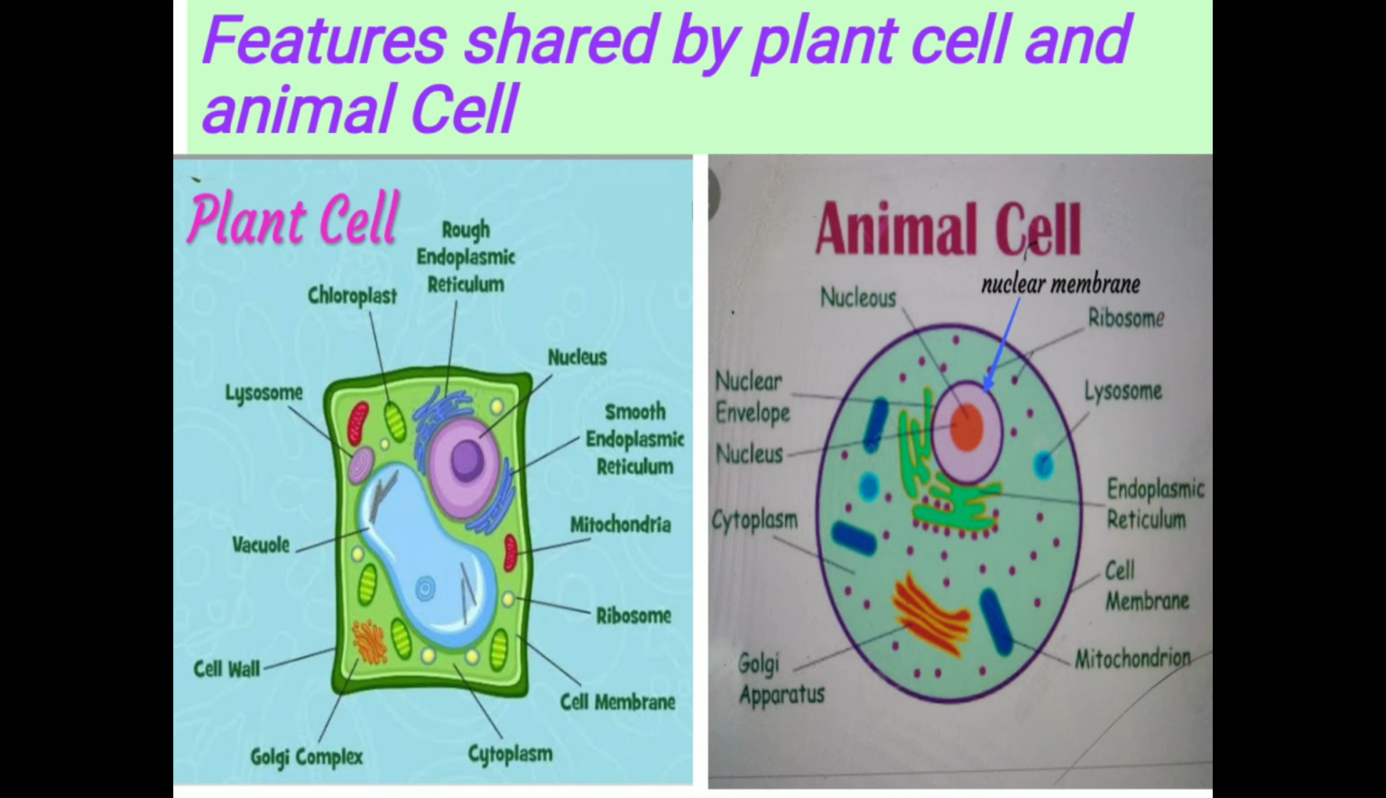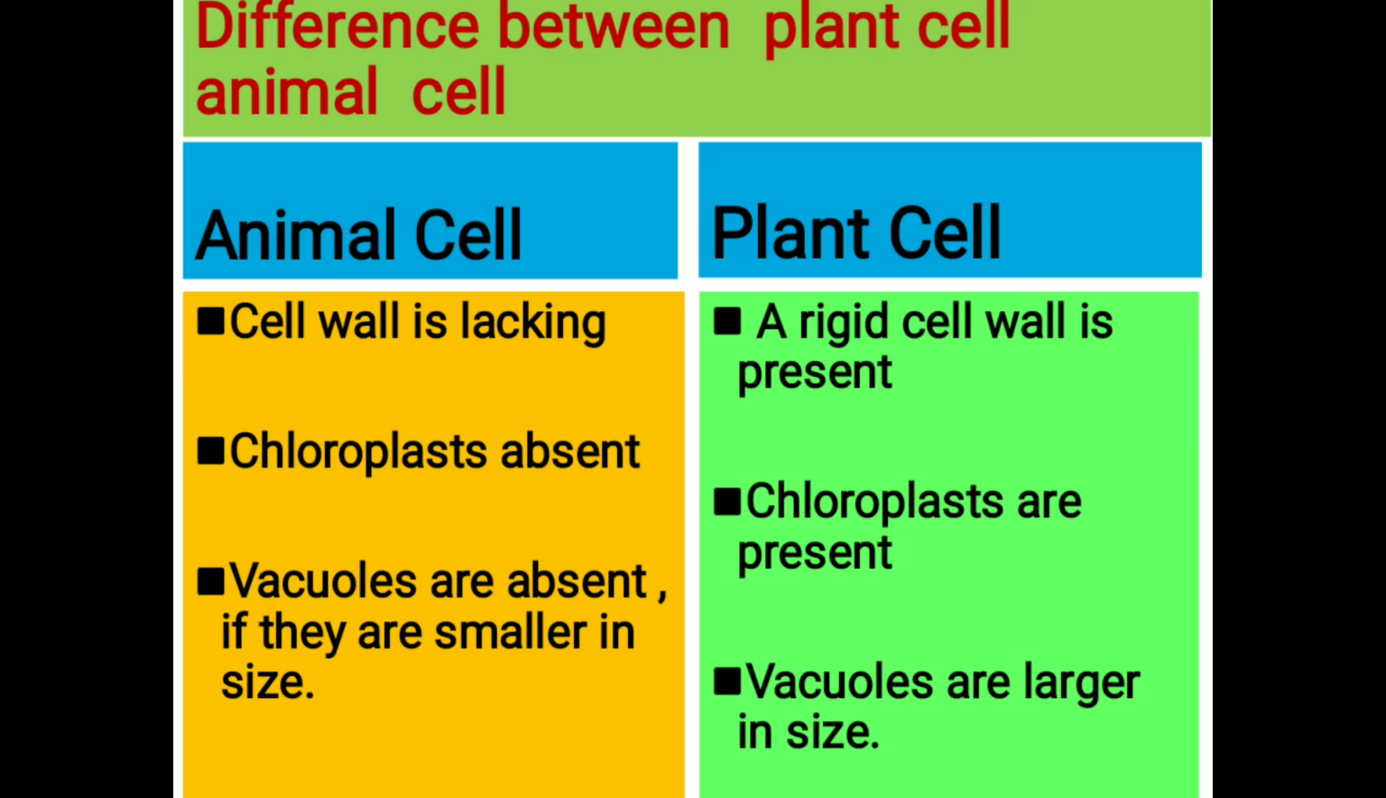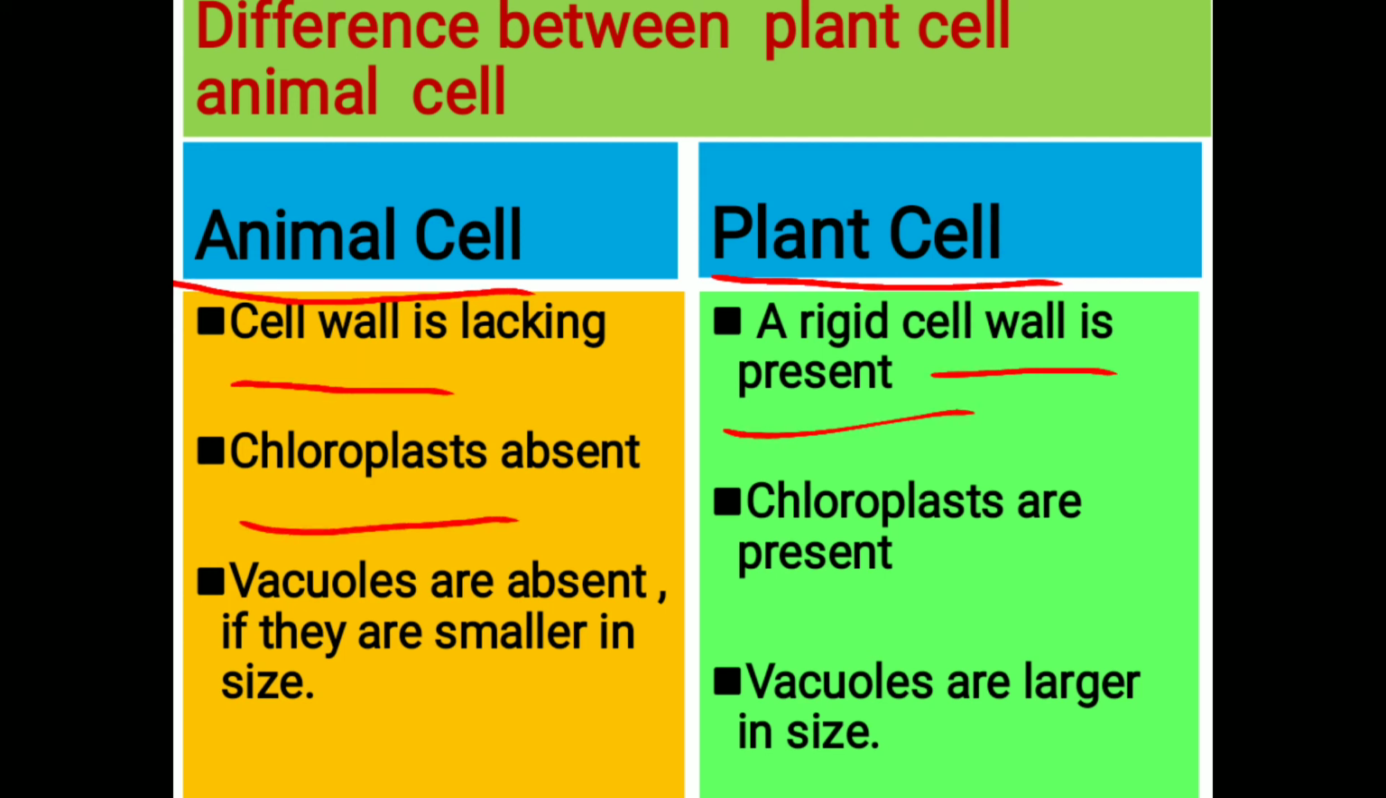Now come to the next topic, difference between plant cell and animal cell. In animal cell, cell wall is lacking. In plant cell, cell wall is present, a rigid cell wall. In animal cell, chloroplasts are absent. In plant cell, chloroplasts are present. In animal cells, vacuoles are absent. If they are present, they are smaller in size. In plant cell, vacuoles are larger in size.